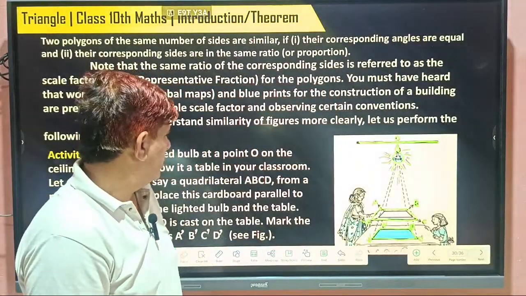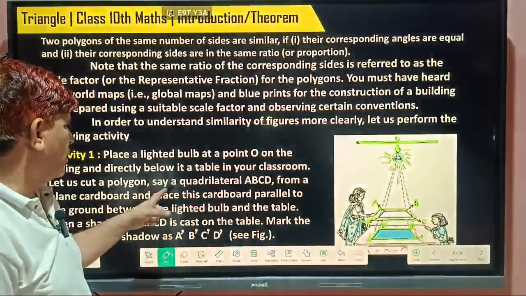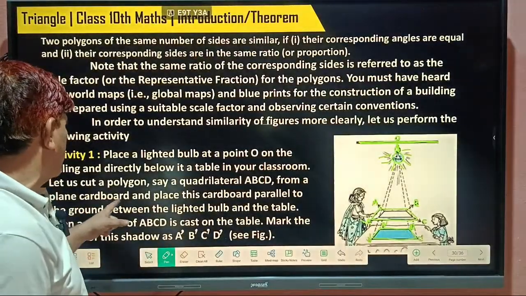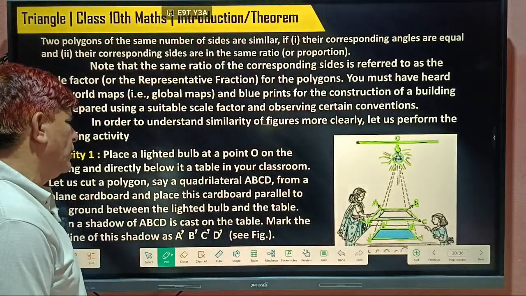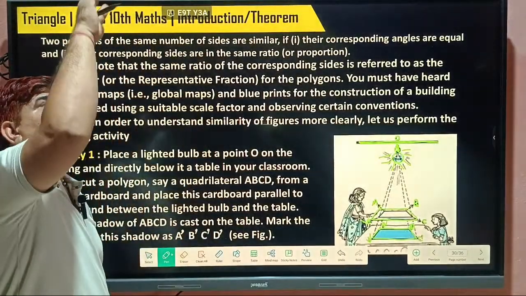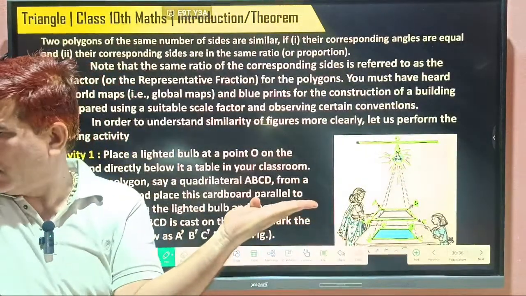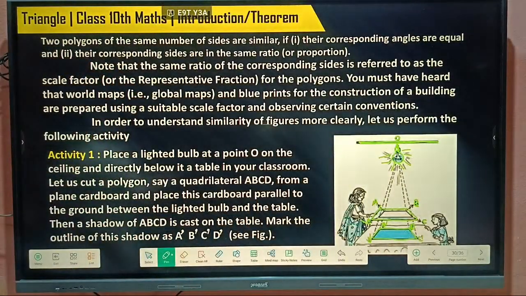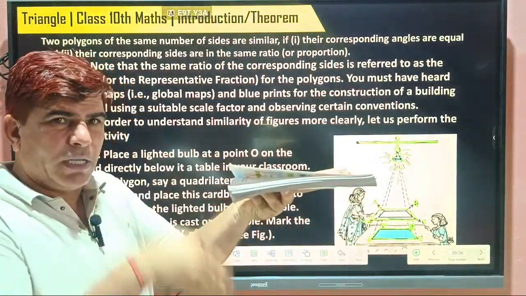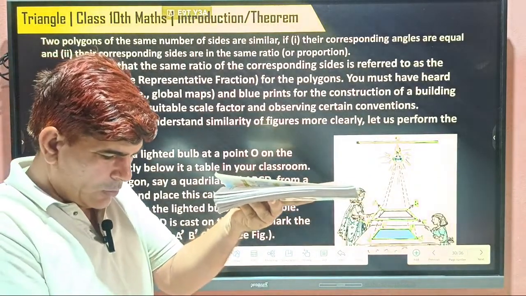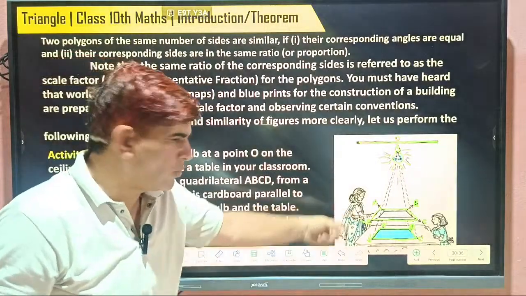Image, you know. So what's written: directly below a table in your classroom, let us cut a polygon, say quadrilateral ABCD, from a plain cardboard and place this cardboard parallel to the ground between the light and the bulb. So on the ceiling is a bulb and the cardboard is parallel in this way. This is a quadrilateral. Understood? So its image will be on the ground.